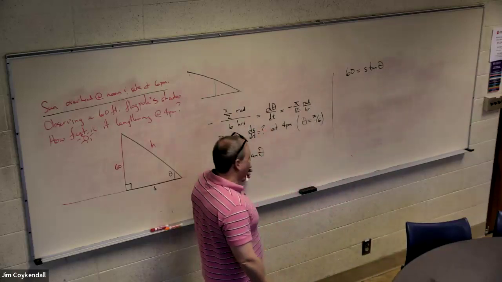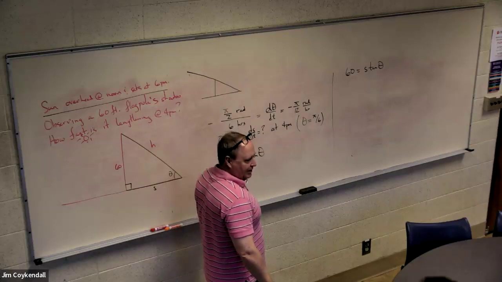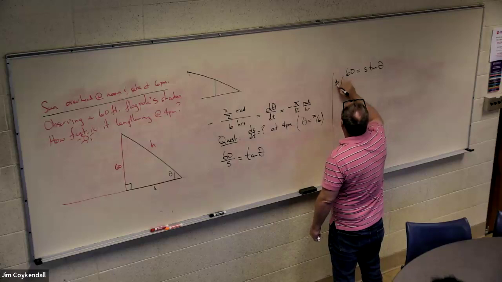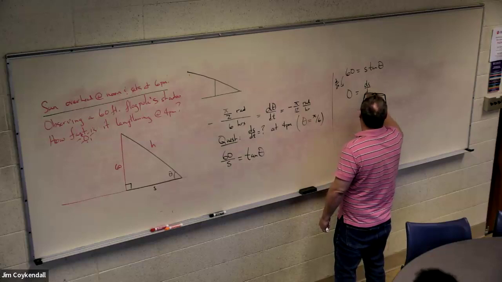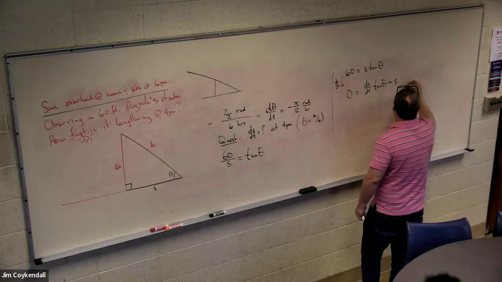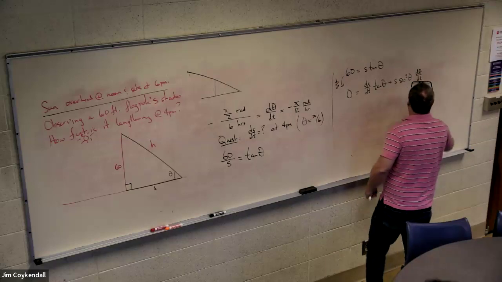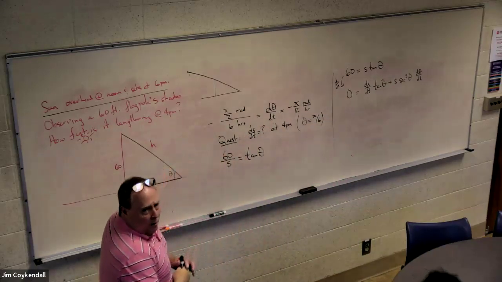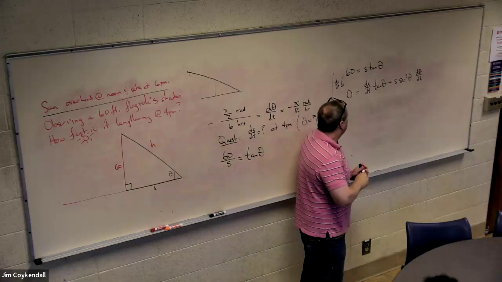I'll move the S over here. You know what I hate? I hate taking derivatives. So let's take d/dt of this thing. That's a 0. So we get ds/dt tangent theta plus S secant squared theta times d theta/dt. Everybody see how I got that derivative?